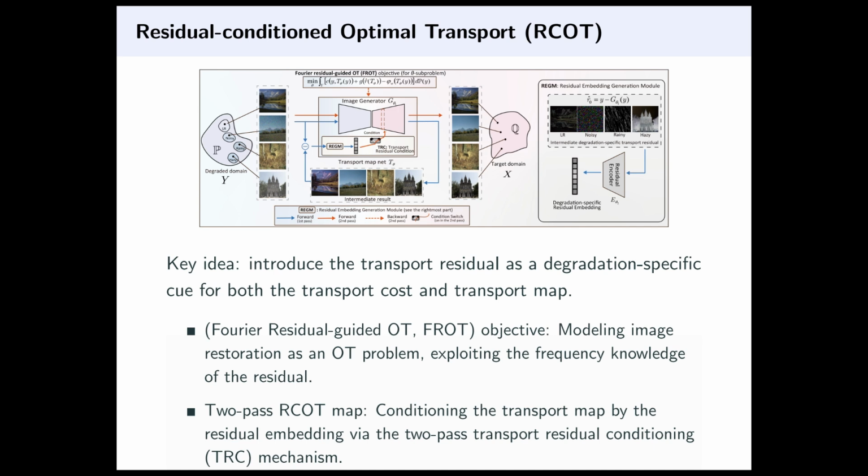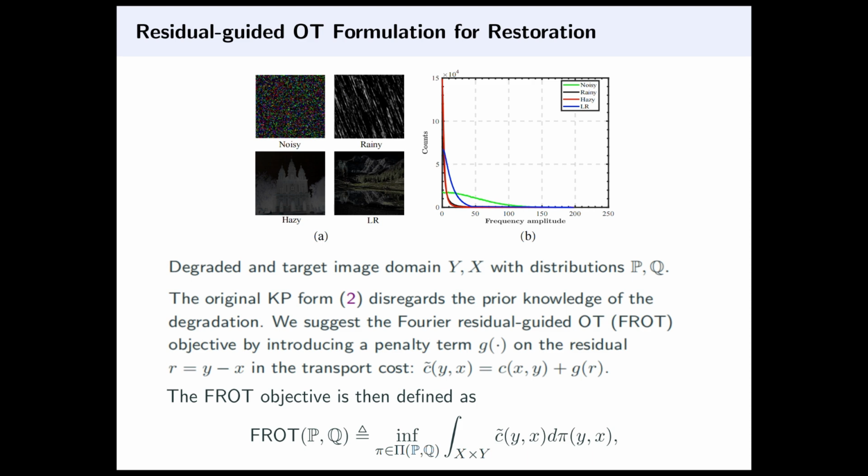We first model image restoration as an OT problem, exploiting the frequency patterns of the residual, yielding the FROT objective that measures the distance between the distribution of multi-domain degraded images and the clean ones. Then we condition the transport map by the residual embedding via the two-pass process. From this figure, we can observe that the degradation-specific residuals in the frequency domain are generally sparse, except for the noise case. In this sense, we add a residual penalty term in the transport cost, which is determined to be an L1 regularizer on the Fourier residuals other than the noise case, while using the L2 norm for denoising.